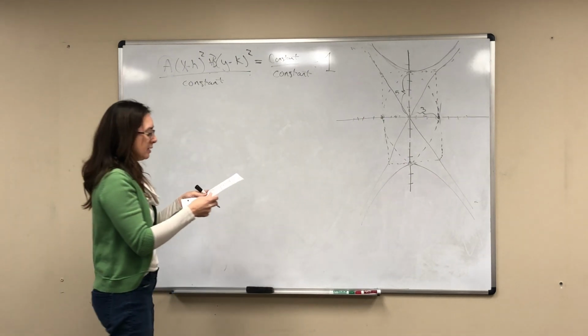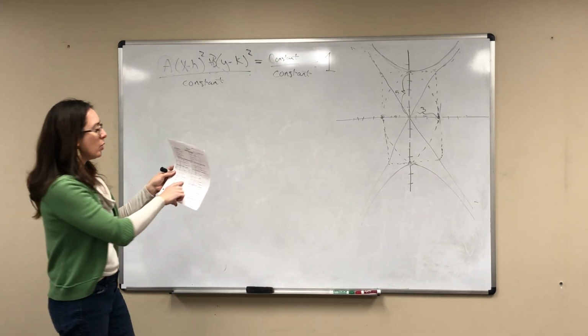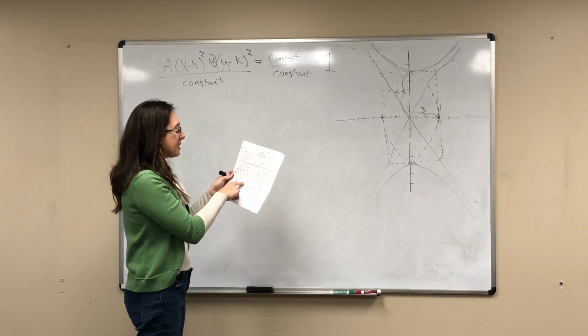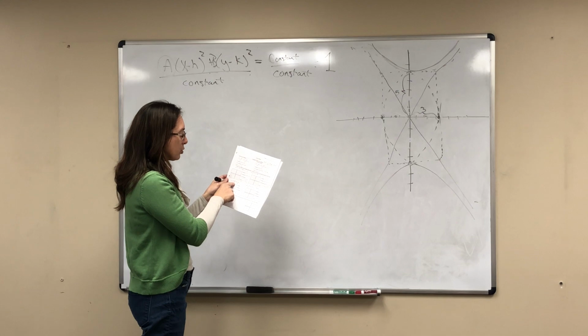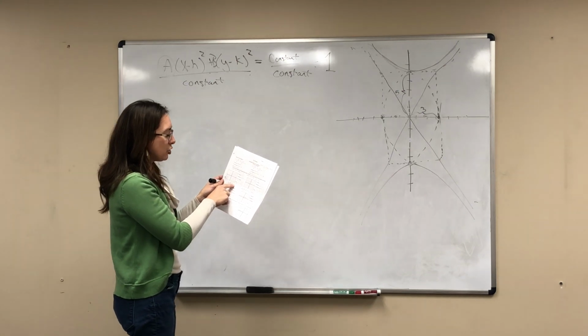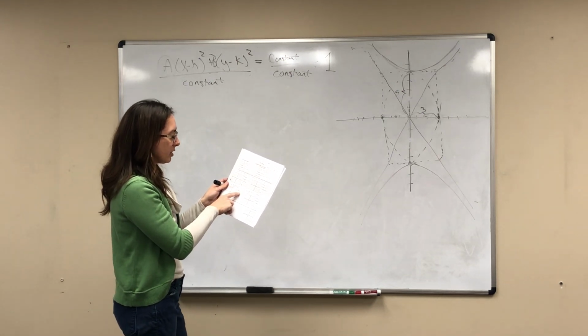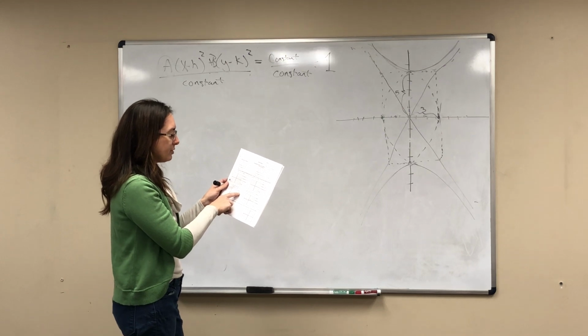So number 3, let's just walk through what it says. What is the center on number 3? We've got x minus 4 squared over 20, y plus 2 squared. So what is our center? 4, negative 2. Perfect.